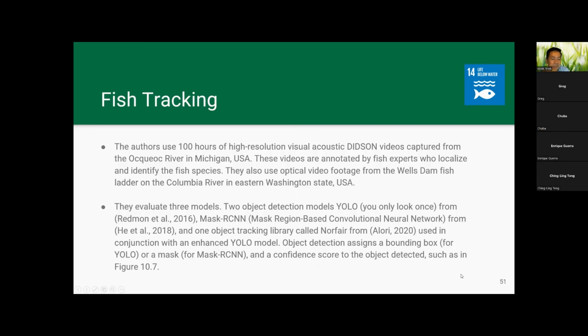So the way they do it, they use 100 hours of high-resolution visual acoustic DIDSON videos, the same thing that you see in the videos, like they did in a river in Michigan. And they have fish experts who annotate these videos, right? So they need experts to give the answer to the AI. And they also do it with optical videos, optical footage close to a dam, where the water is closer to the surface, right?